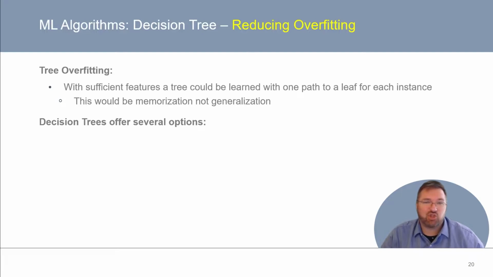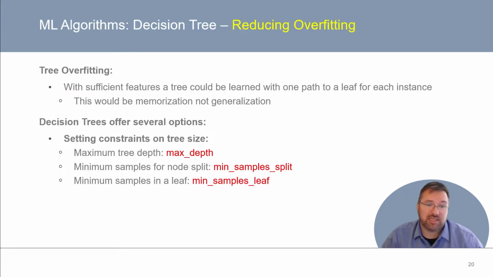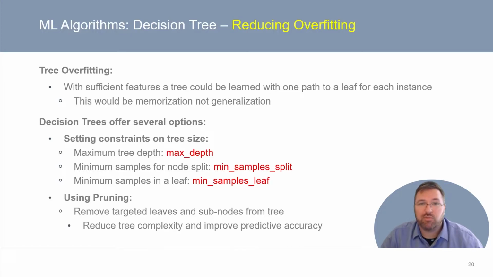Fortunately, this type of extreme overfitting can be avoided by setting constraints on the possible values for the following hyperparameters. The first being tree depth, the second being minimum samples required for a node to split further, and the third being the minimum number of samples allowed in a leaf. Limiting all 3 hyperparameters can help to reduce overfitting in decision trees. However, another option is to employ tree pruning. This process removes targeted leaves and subnodes from a previously trained tree in a way that's designed to reduce tree complexity, but ideally improve or at least preserve prediction accuracy.